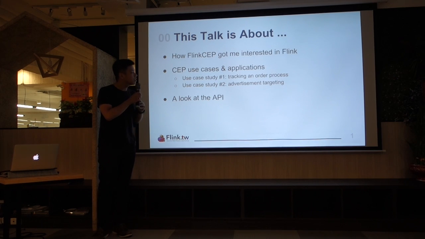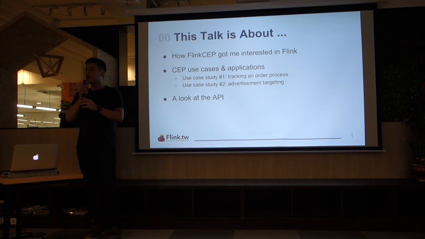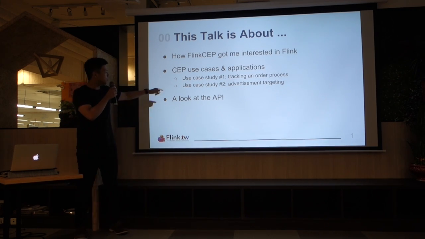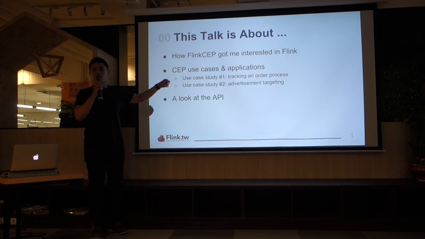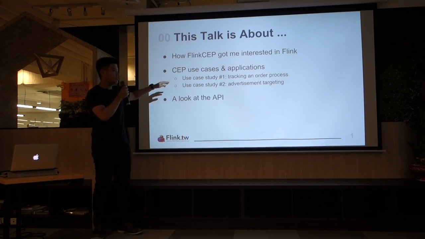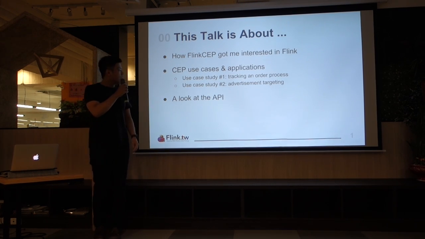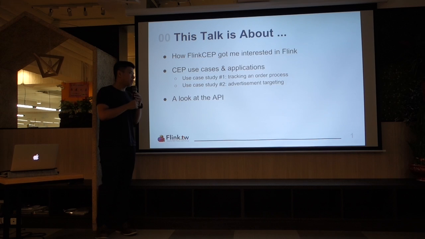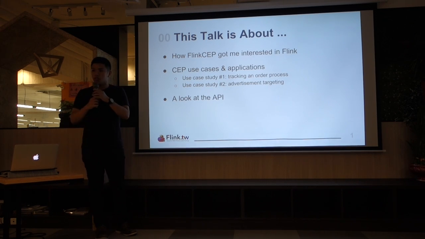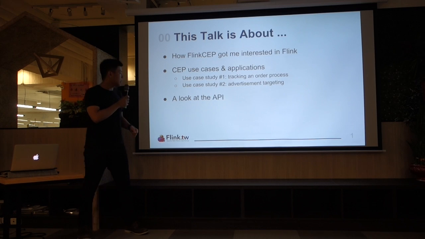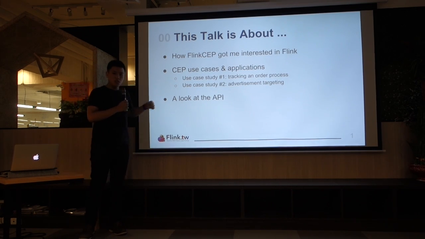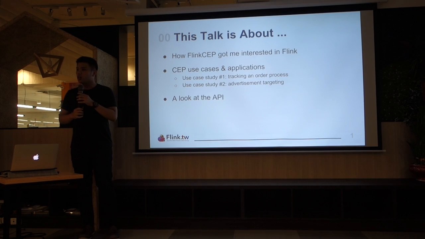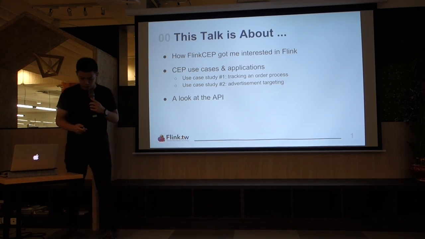The first use case is called tracking the order process, which is commonly seen in e-commerce domain applications. This case study is borrowed from one of Data Artisans' presentations. And the second use case study, advertisement targeting, is heavily based on my experience at M5. We're trying to build a data platform and an ad tech platform for targeting, which we'll see in a sec. And while we study these two case studies, we'll also take a look at the FlinkCEP API throughout the way.